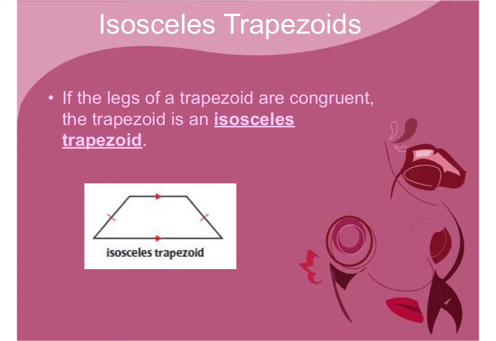You can go back. So we talked about isosceles triangles before, right? Where two of the legs were congruent. Same thing for an isosceles trapezoid. Both of the legs are congruent.